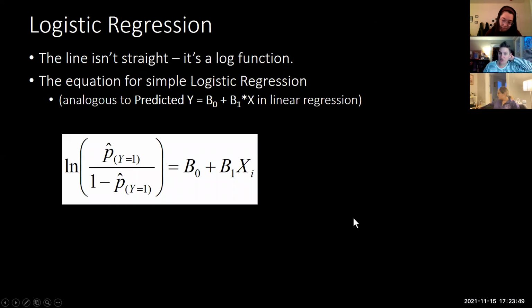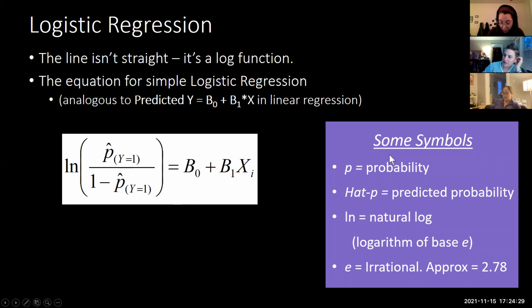So that line isn't straight. That line that looks like an S is something called a log function. And the equation for simple logistic regression involves this log function. It's analogous to the predicted y equals b0 plus b1 times x in linear regression, but it looks like this. This is the equation for the slope of that function. The equation for that line, that function. It looks like this. You'll see some familiar looking numbers or figures in here, like a b0 and a b1 times x.